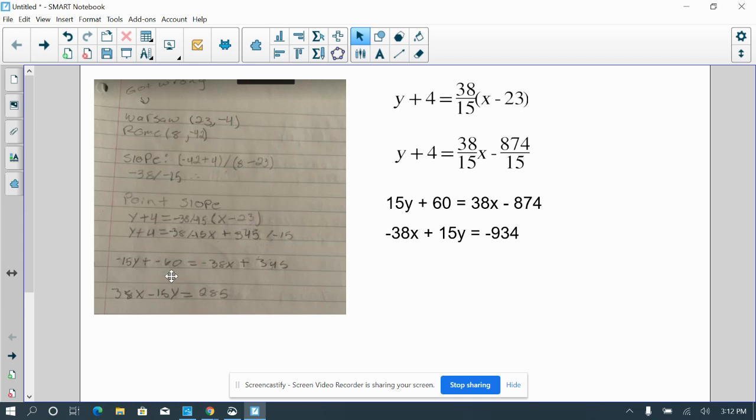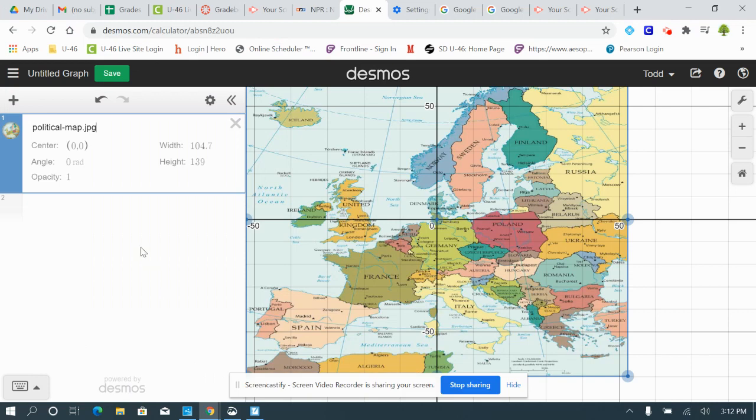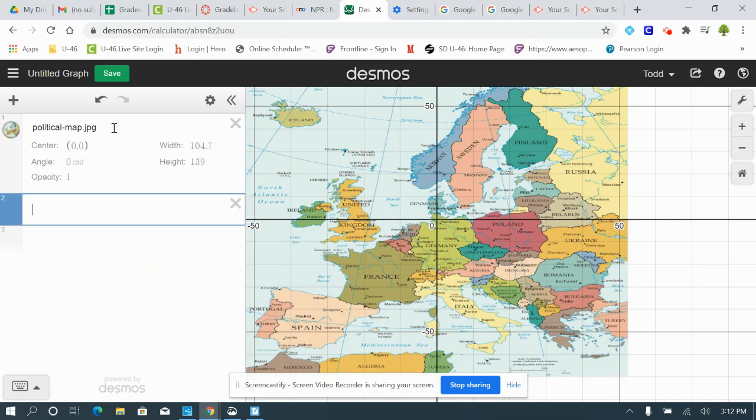And in fact, if you believe there's another tiny mistake, if you believe this is negative 60, then you should have added 60, making this 405, not 285. But regardless, let's see if this works. So let me see here. So it was negative 38x plus 15y equals negative 934, and it goes directly through Rome and Warsaw.